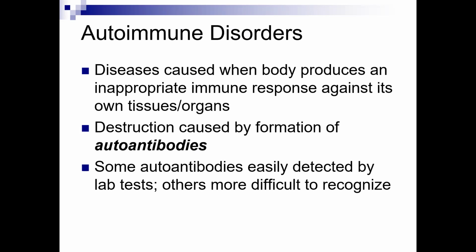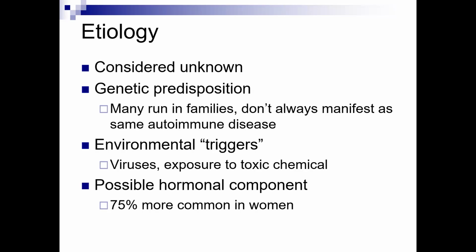Auto, remember, means self. Self antibodies creates antibodies against itself. Some autoantibodies are easily detected by lab tests. Some autoimmune disorders are much tougher to detect. The etiology is really considered unknown. We do think that there is a genetic predisposition, and many run in families, but they don't always manifest as the same autoimmune disease. So say I have eczema, somebody in my family or one of my children may have lupus. So there's that genetic predisposition, but it isn't for the disease, it's just for the autoimmune disease.